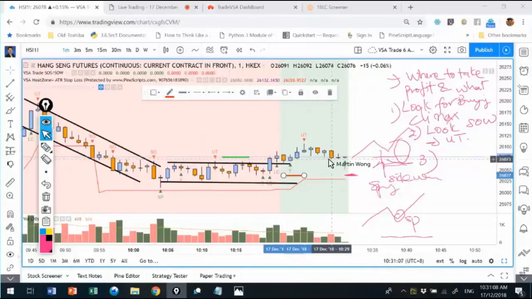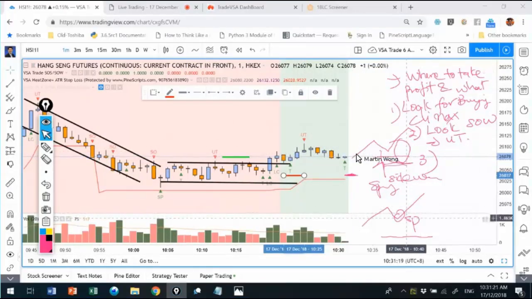The support area at 2607. We entered about 777. Now we were in the money, and then the market moved back up, so it's going through this. All right. Oh, we got a test here.